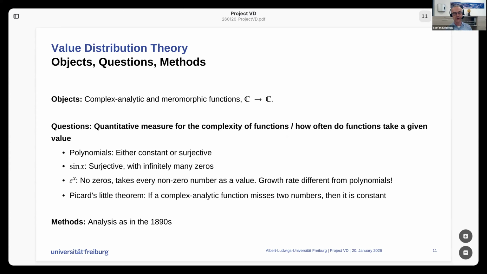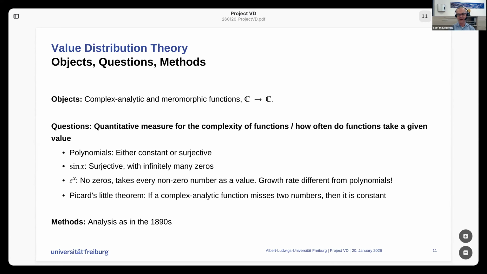Maybe I just do a few very simple remarks. We are working over the complex numbers, so polynomials are either constant or surjective. This is the fundamental theorem of algebra. Sine is a very different beast. It's surjective, but it has infinitely many zeros. Polynomials have only finitely many zeros, unless they're constantly zero. The exponential function has no zeros at all, but other than 0, it takes any other number. So any non-zero complex number has a logarithm, has many actually.